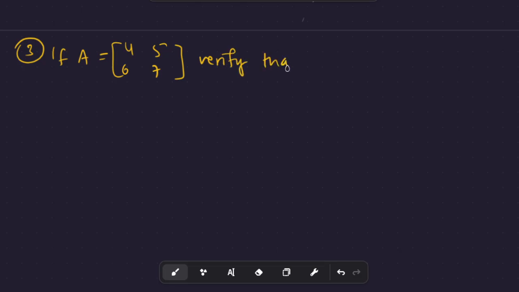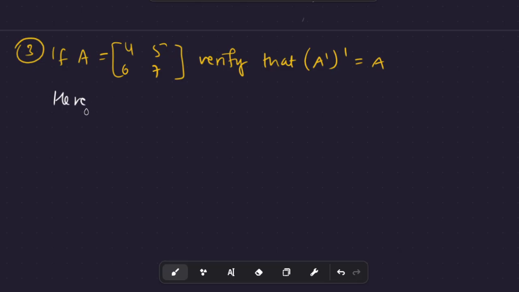Now question 3: if A equals 4, 5, 6, 7, verify that A transpose whole transpose equals A. We need to verify this. The matrix A is given as 4, 5, 6, 7. The transpose of A transpose is A, and that we need to prove.